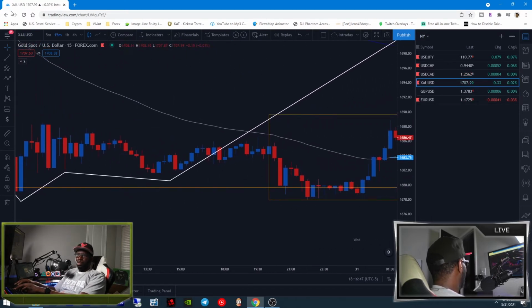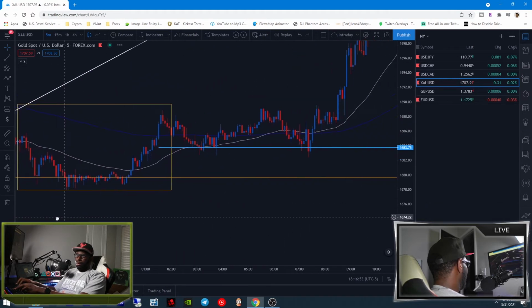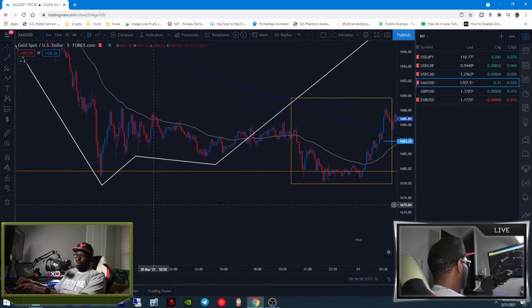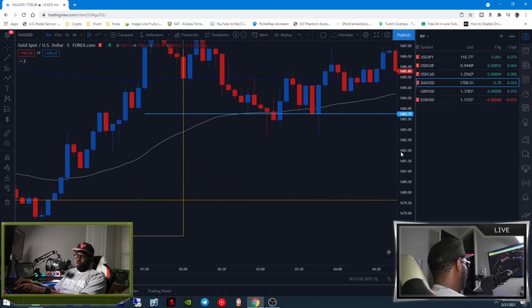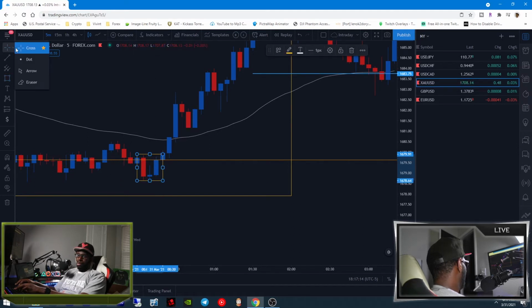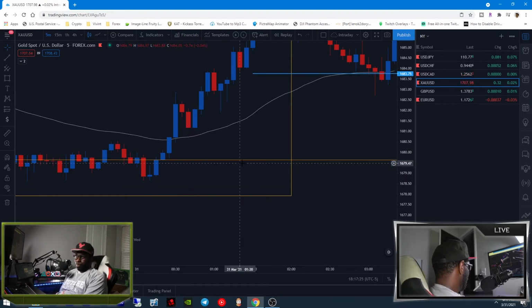And then on a 5-minute, let me see, oh yeah, here we go. On a 5-minute, these little 3 candles here, this is the morning star pattern. You got a bullish candle, a bearish candle, small bullish candle, strong bullish candle. That's a morning star. Usually when you see that, price is gonna reverse.